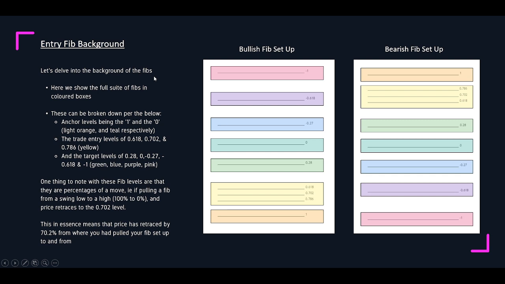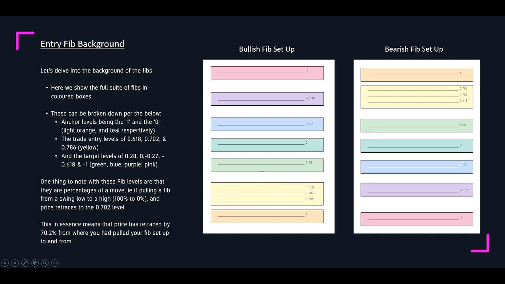So we'll delve into the background of the fibs. As you can see, there's the full suite of fibs in colored boxes, and these can be broken down per the below. The anchor levels are the key levels: the 1 in light orange and the 0 in teal. You'd pull from a swing low, in this case for bullish, to a swing high, and we'd expect price to retrace to the 0.618, 0.702 or 0.786 for a run back up. The trade entry levels of 0.618, 0.702 and 0.786 live in this area here in yellow.